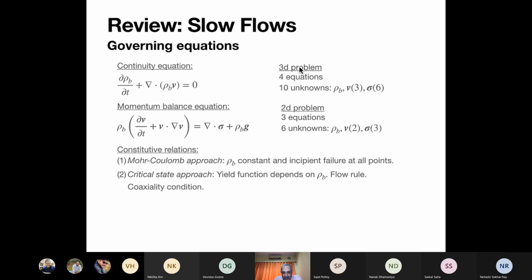Next time we'll look at, today we'll look a little bit more at this critical state approach. And the main difference between this and this is here the density is allowed to vary, whereas over here density is constant.